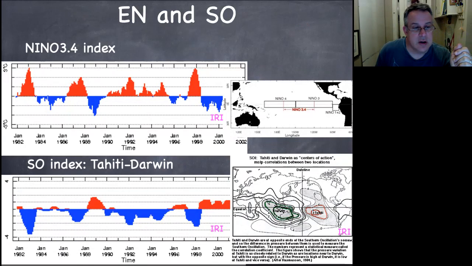So here's the Southern Oscillation Index, which is taken from the sea level pressure difference between Darwin over here and Tahiti over here. So you can see that during a big event, there might be a big pressure difference between those two, which is related to the Walker circulation, ascending here and descending here. Great. And so here's the Southern Oscillation Index, which is just the pressure difference between those in time.